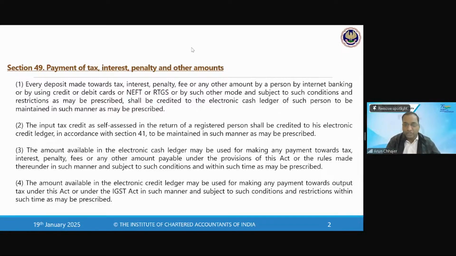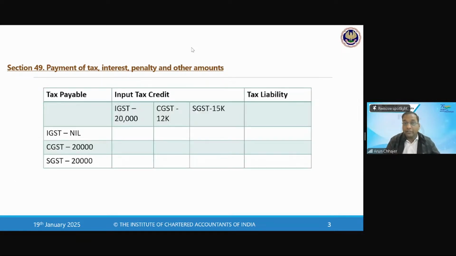Now you have the question in front of you. You have the question, kindly give the answer. Suppose I have the IGST nil, liability of the CGST is 20,000, liability of SGST is 20,000. You have the ITC under I, under C, under S. Please tell me what would be the closing balance of input tax credit ledger under each head. Also tell me which liability I will pay in cash. कौन सा liability है जो मुझे कैश में पे करना पड़ेगा?